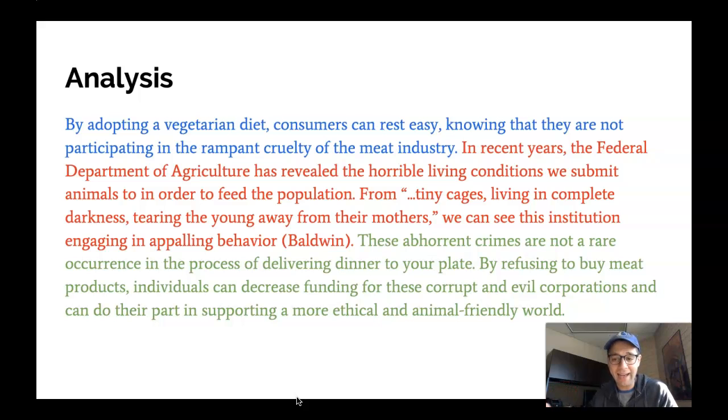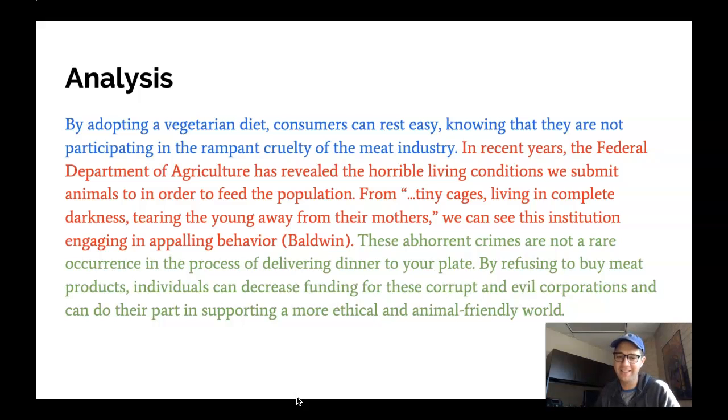Now, let's back it up finally with an analysis that demonstrates why it's important and how it connects to my overall thesis, namely that a vegetarian diet is beneficial. These abhorrent crimes are not a rare occurrence in the process of delivering dinner to your plate. By refusing to buy meat products, individuals can decrease funding for these corrupt and evil corporations and can do their part in supporting a more ethical and animal-friendly world. So, I've supported my thesis once again, and I've told you why it matters.